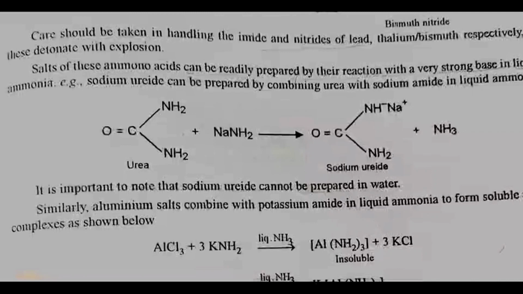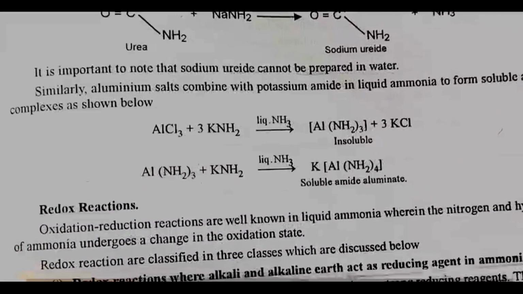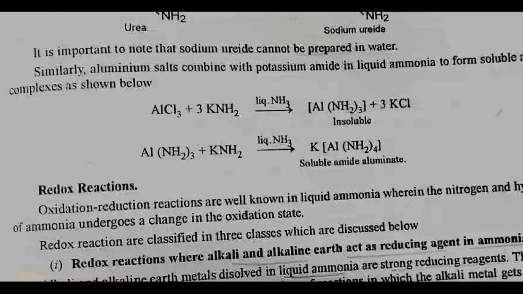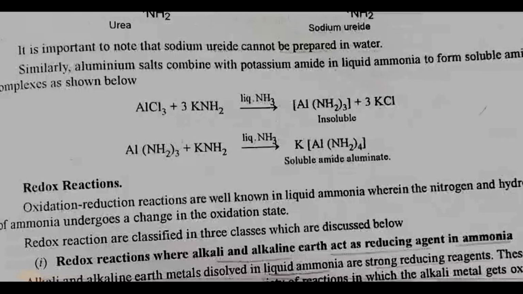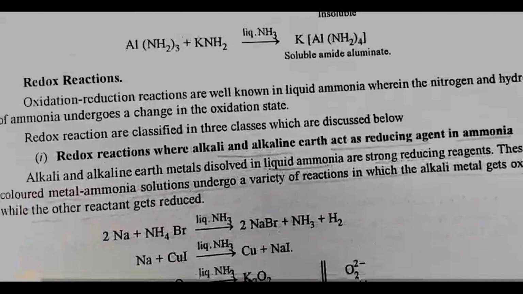Salts of these amino acids can be readily prepared by their reaction with a very strong base in liquid ammonia. For example, sodium uride can be prepared by combining urea with sodium amide in liquid ammonia. It is important to note that sodium uride cannot be prepared in water. Similarly, aluminum salts combine with potassium amide in liquid ammonia to form soluble amide complex as shown below. AlCl3 plus 3KNH2 in presence of liquid ammonia is equal to Al(NH2)3 plus 3KCl.